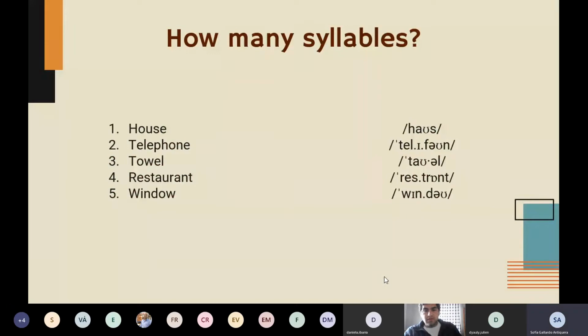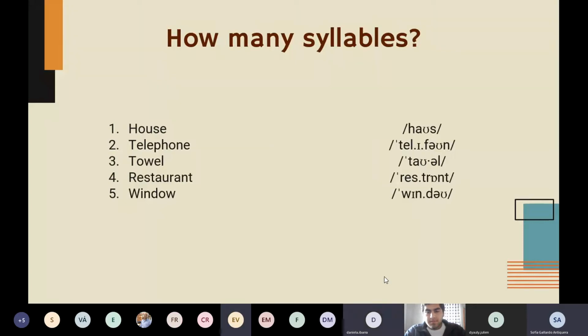Okay, so let's count together. How many syllables do you think house has? One syllable. Okay, good. Then the next one, telephone. 3. Okay, towel. 2. Oh, you're fast. Okay, number 4. 2, maybe. Okay, that's tricky. We will check. And the 5th one?